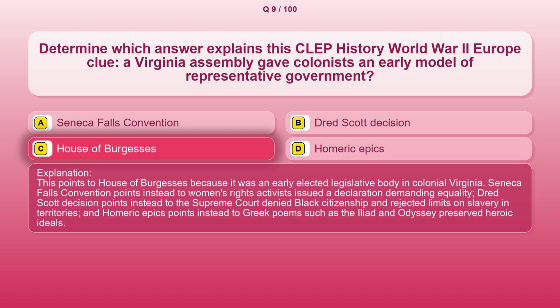Dred Scott Decision points instead to the Supreme Court denied black citizenship and rejected limits on slavery in territories, and Homeric epics points instead to Greek poems such as the Iliad and Odyssey preserved heroic ideals.